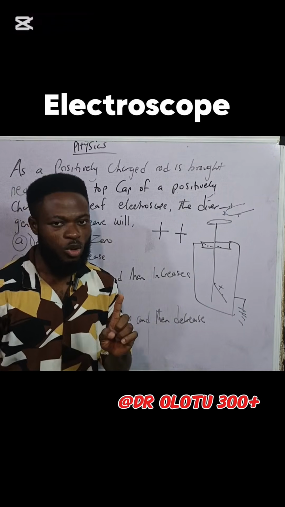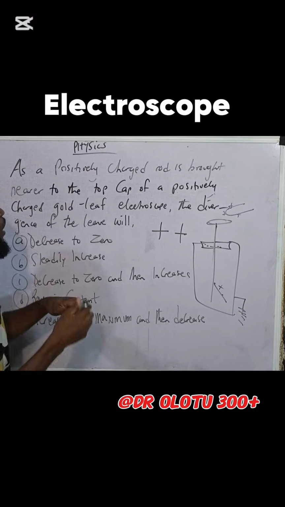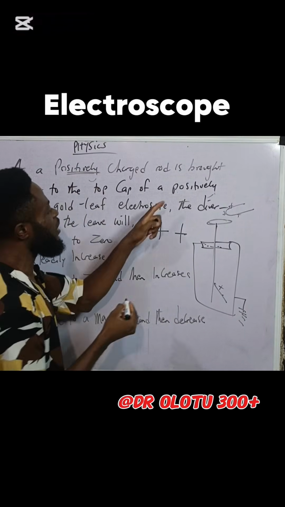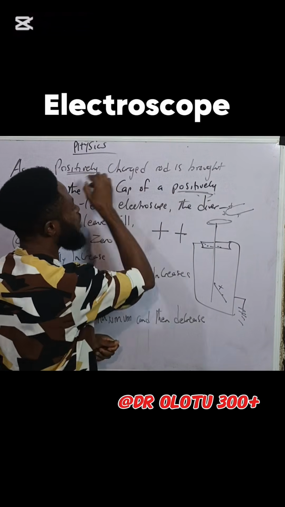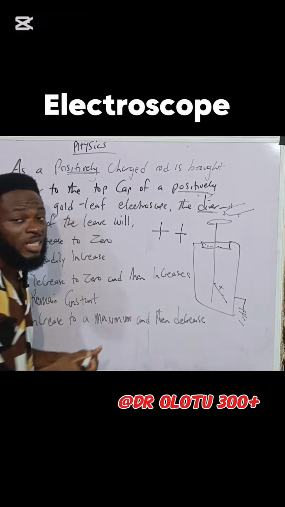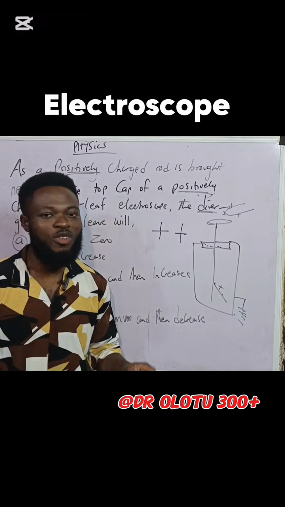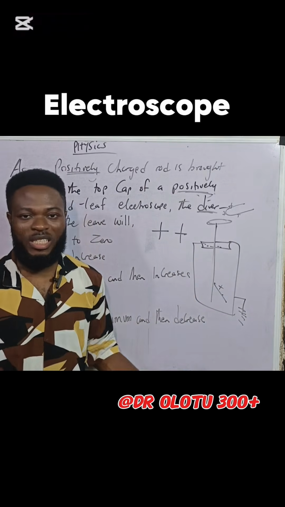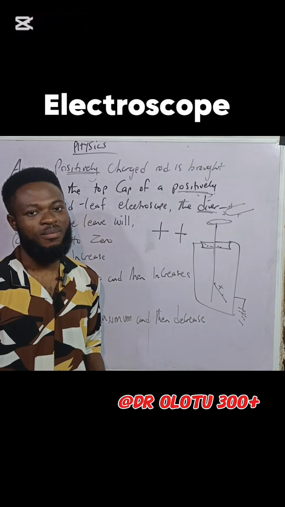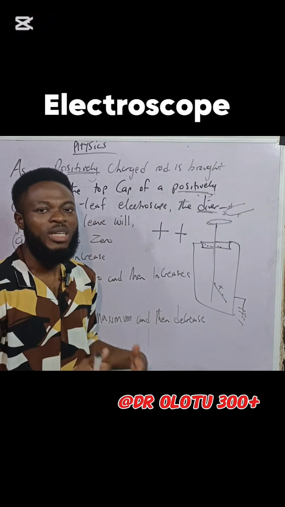You don't have to think too much, because they already said that the charge is positive and they said the leaf is positive. Whenever there is positive, there will be divergence, which is said in the question. So you're not asking whether there will be divergence or convergence. They know that there will be divergence, but how will it work?